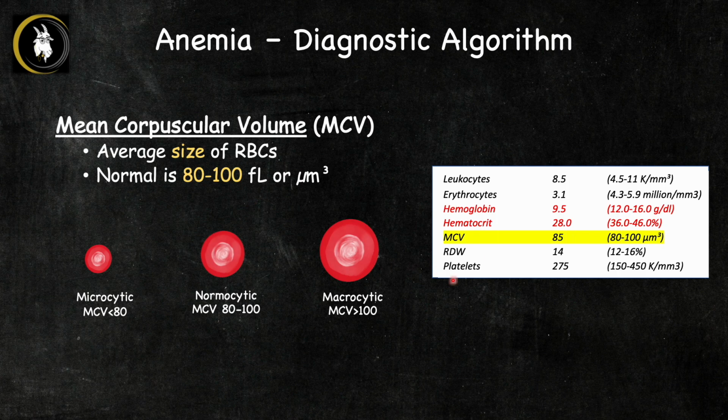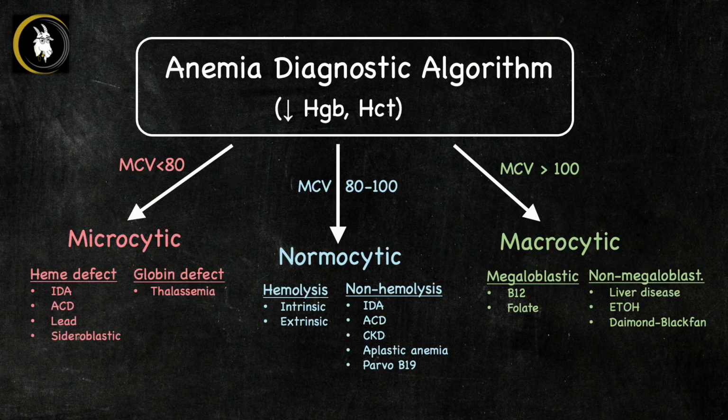So for example, here our patient has anemia because they have a low hemoglobin and hematocrit, and their MCV is 85, so it's in the normal range. So this is a normocytic anemia. And the reason this helps is because diseases that cause anemia will fall into one of these three categories. So once you know the MCV, you can quickly narrow down your differential diagnosis and think about diseases that match that MCV. For example, in this patient, you can quickly narrow it down to a disease that causes normocytic anemia.